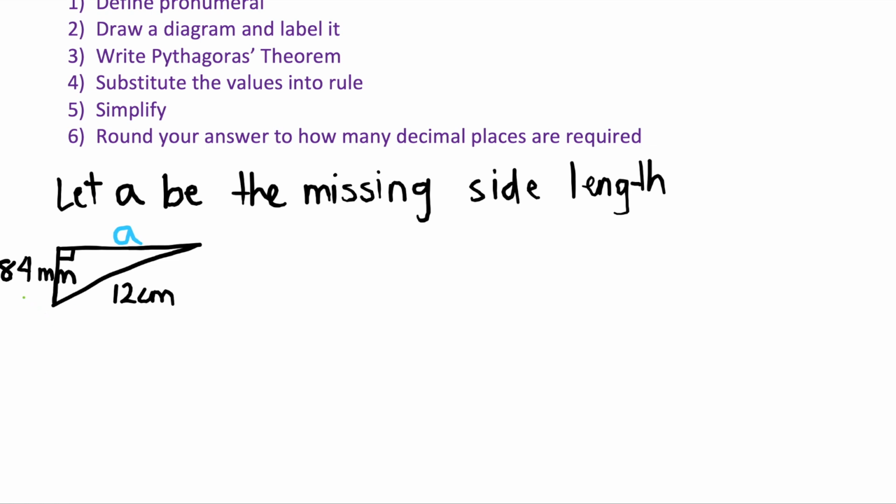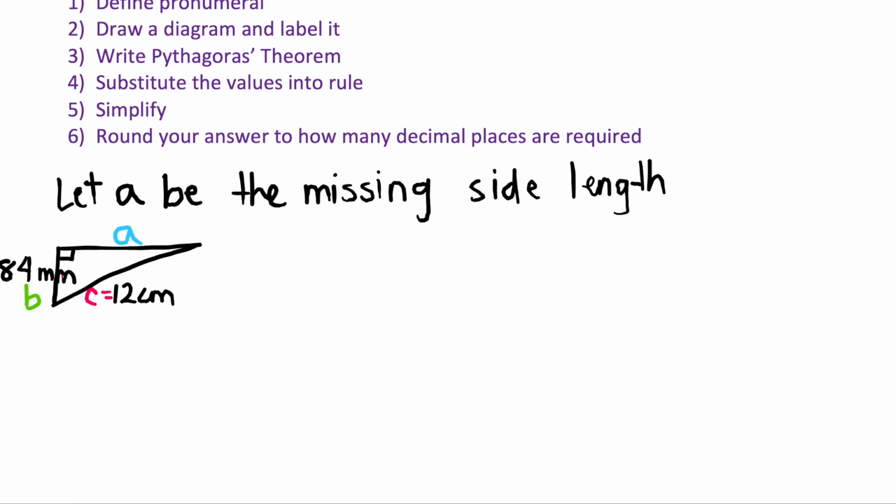You don't have to use colors. I'm just using them so it's easier for you to see which are the pronumerals and labeling the triangle, but you don't have to use colors for this. So the hypotenuse, as always, is the longer side and is opposite to the right angle. So this one is C.